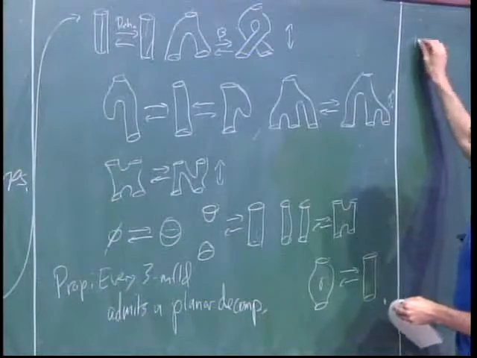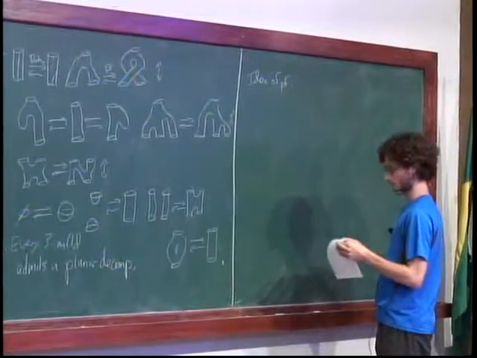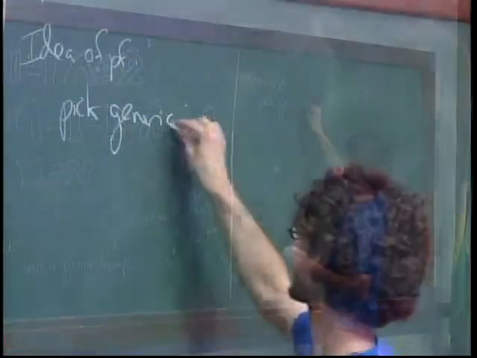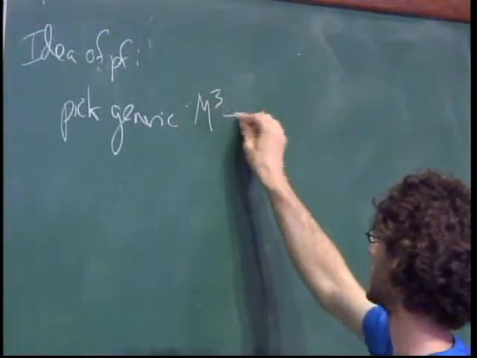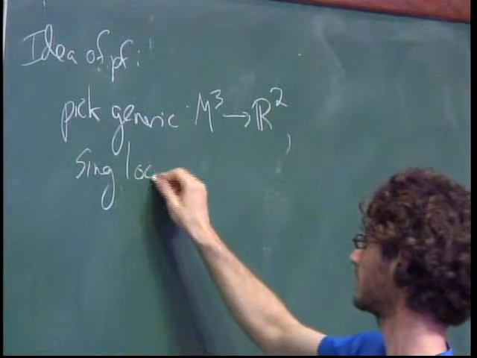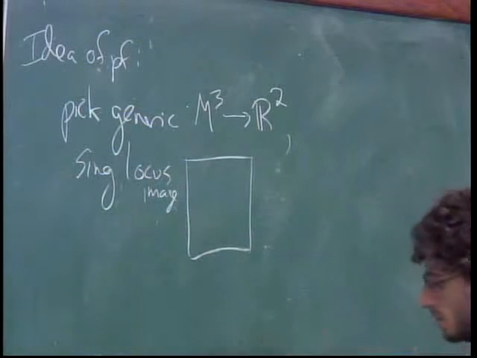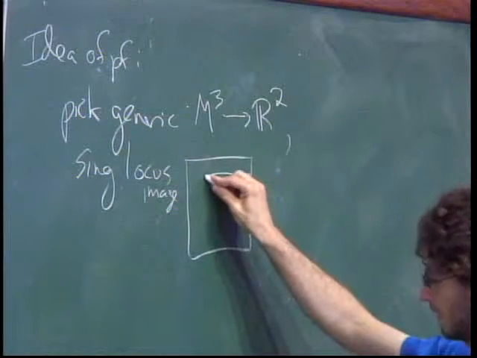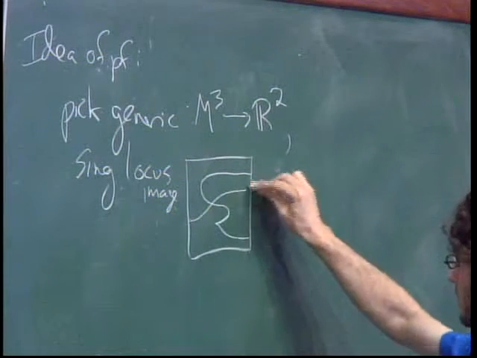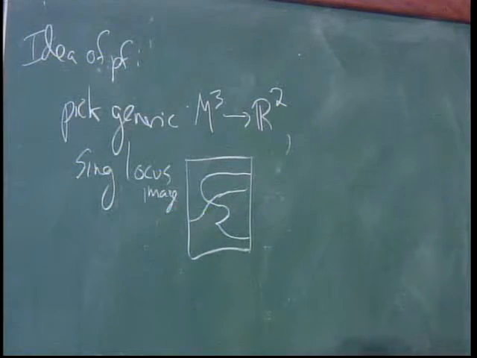And so just very briefly, the idea of how you get a planar decomposition is you pick some sufficiently generic map from M3 to R2, and you look at the singular locus, the image of the singular locus in R2. It's going to have some lines, and they move around, and those singular loci might have cusps, and they might have crossings in different places. So it looks something like that.